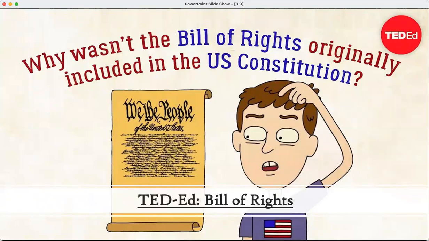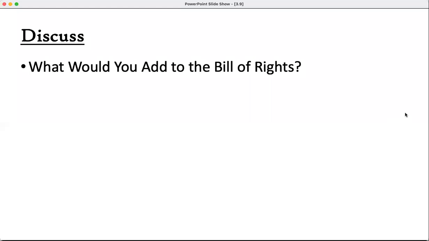How does the First Amendment apply to social media and the internet, for example? What does the Second Amendment mean in the context of semi-automatic weapons or ghost guns that you can print on a 3D printer? What would you add to the Bill of Rights? Are there any rights that you think are missing? Let me know in the comments.